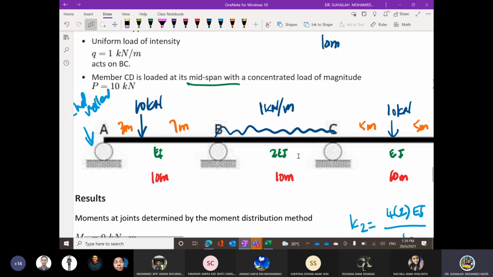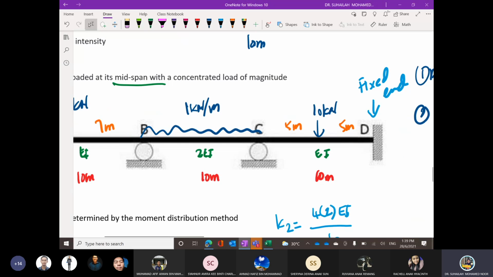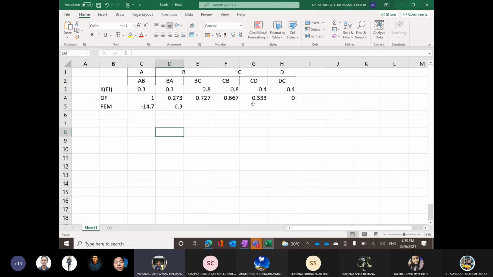Okay, another one is PL over 8, right? P is 10. L is also 10. So it is 12.5. This is negative 8.333, and 8.333.